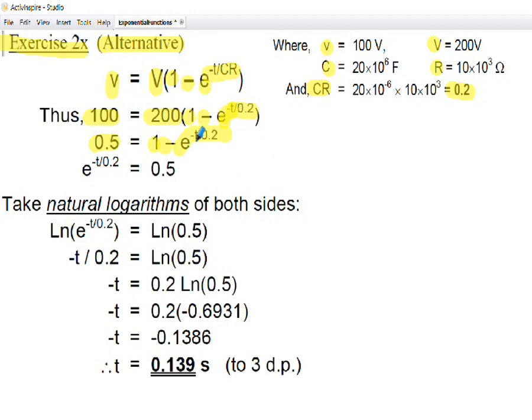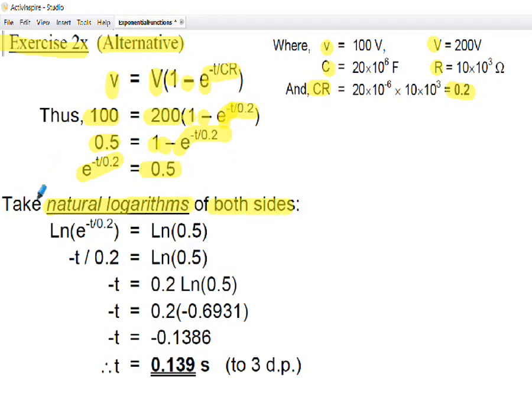To get the next line, I've added to both sides e to the minus t divided by 0.2 to make it positive on the left hand side, and I've taken away 0.5 from both sides to make that 1 minus 0.5, 0.5 on the right hand side. And again, I've got the exponential function on its own on one side of the equation and it's positive. What I do next is take natural logarithms of both sides of the equation.